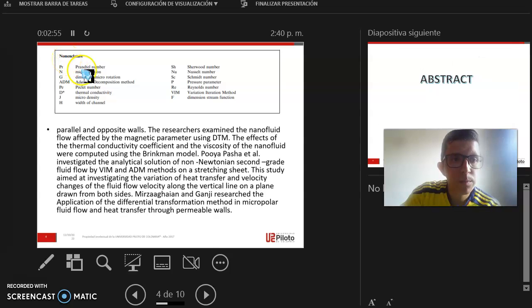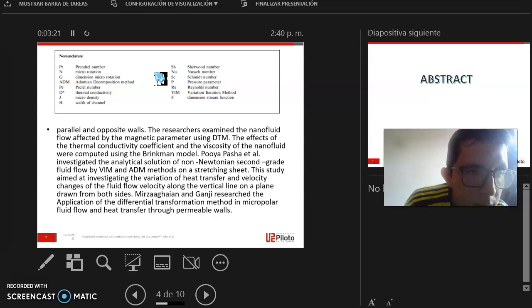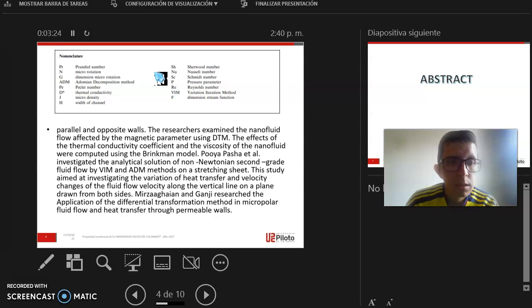Nomenclature. Pr, Prandtl number. N, micro rotation. G, dimensionless micro rotation. ADM, Adomian decomposition method. P, Prandtl number. K, thermal conductivity. G, micro density. H, width of channels.